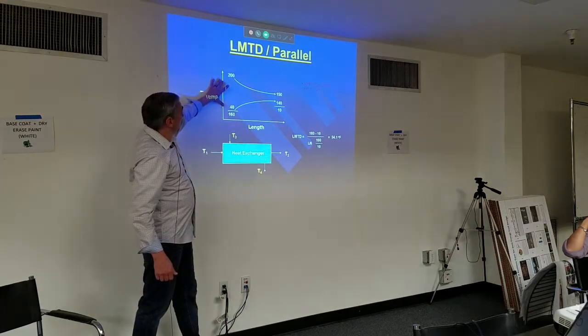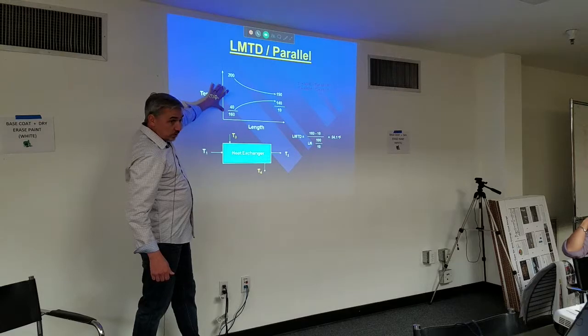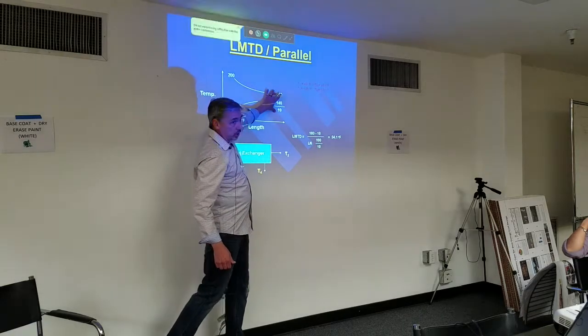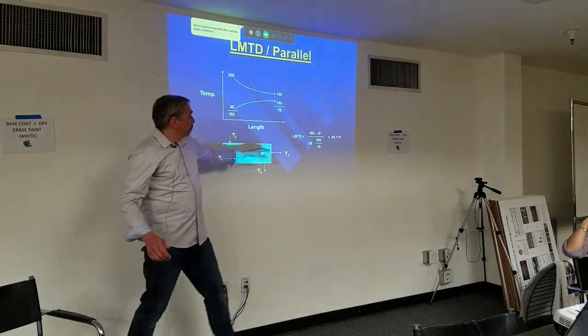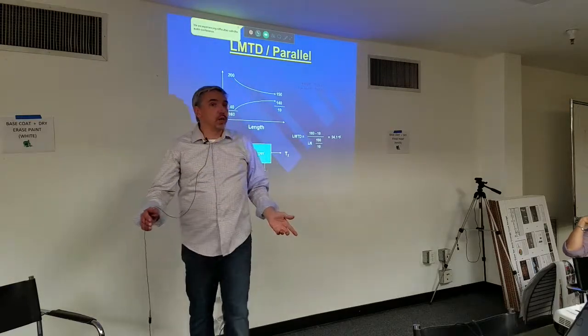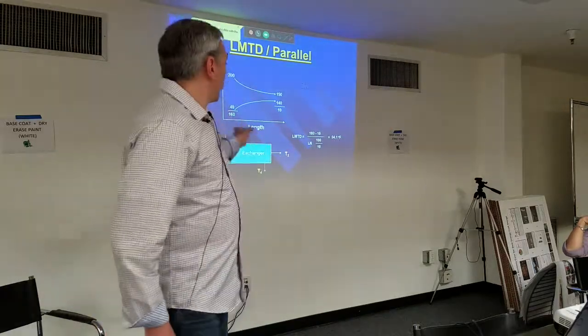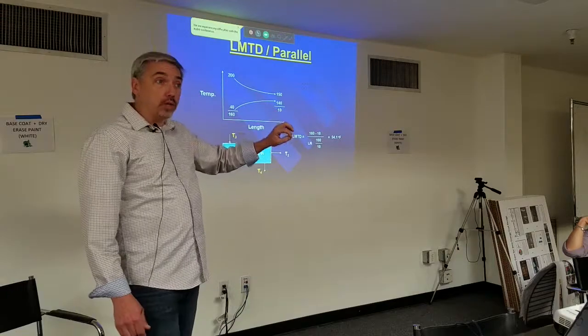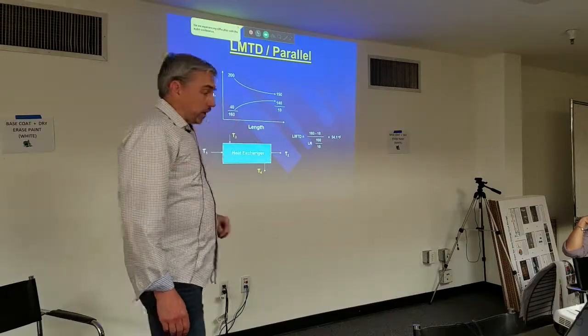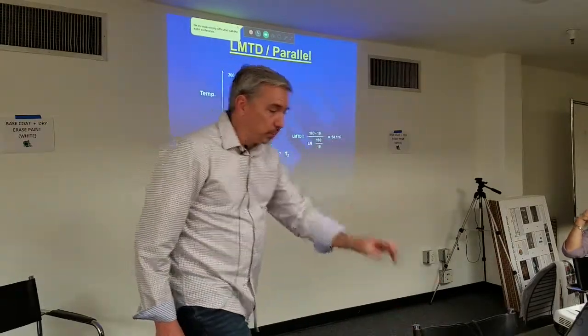Our LMTDs are going to be quite different. Now we've got a 160 difference and a 10 degree difference. We plug that into the formula. We have an LMTD of 54.1. So our LMTD is lower for this heat exchanger as compared to the other heat exchanger. Okay, cool. So this is still real basic, right?